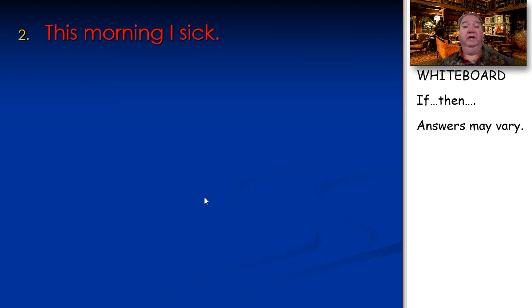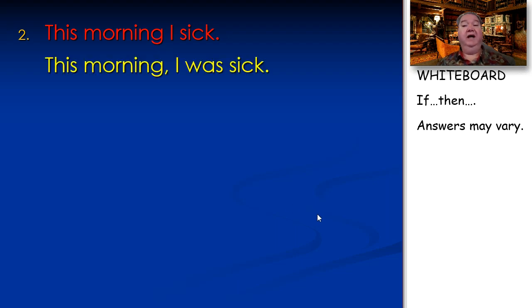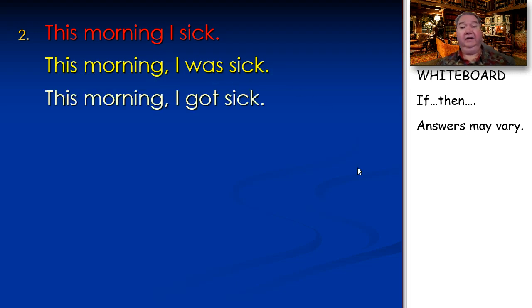Number 2, this morning I sick. What's wrong? This morning I sick. There's no verb, so we can add a verb. This morning I was sick. Again, this morning, time transition here. This morning, comma, I was sick. Or we could say this morning I got sick.